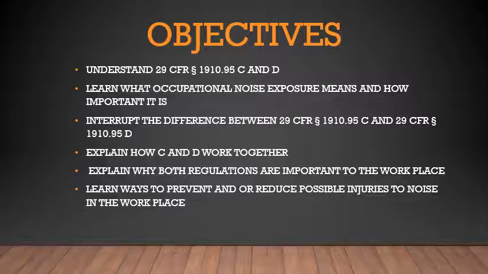The objectives today will be to understand 29 CFR 1910.95 C and D. We will also learn what occupational noise exposure means and how important it is. We will then interpret the difference between 29 CFR 1910.95 C and 29 CFR 1910.95 D. Then we will also explain how they work together and why both regulations are important to the workplace and safety of the employers and employees. Finally, we will learn ways to prevent and/or reduce possible injuries due to noise exposure in the workplace.